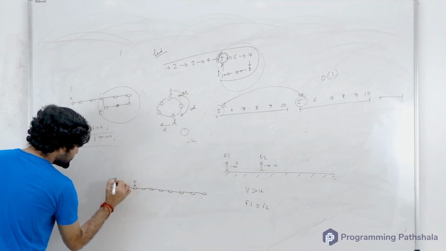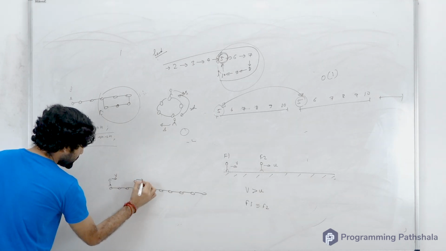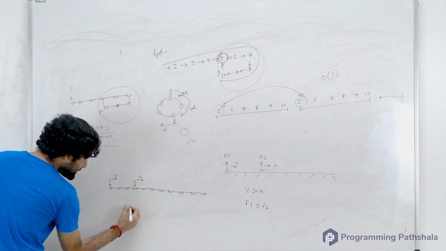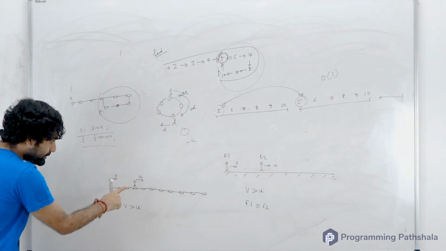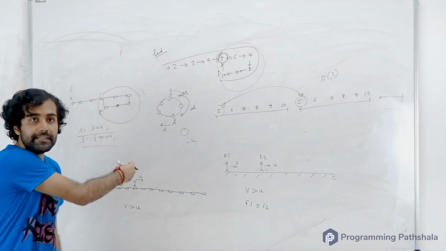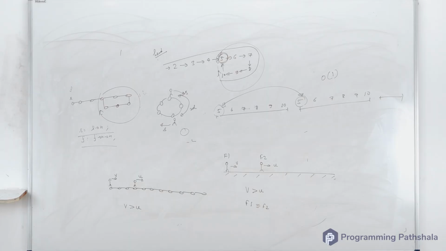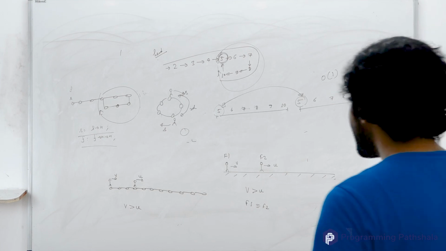The speed of this is v, the speed of this is u. If v is greater than u, and if they are jumping, is it guaranteed that they will meet? Yes, so the right answer is, it is not guaranteed. Why is it not guaranteed?